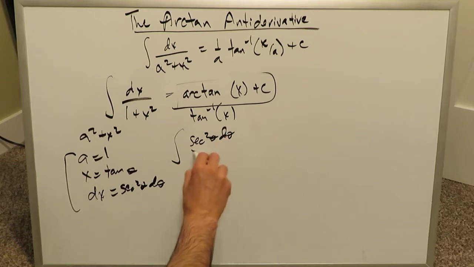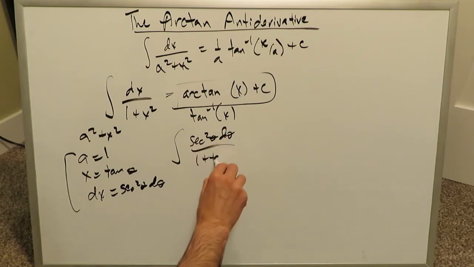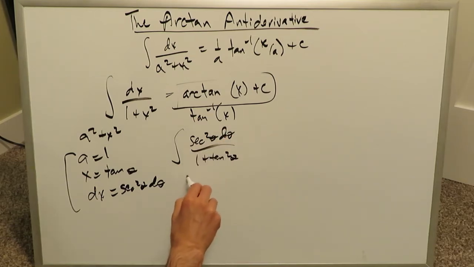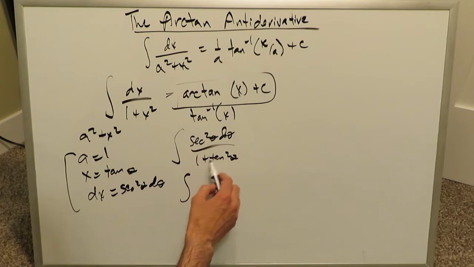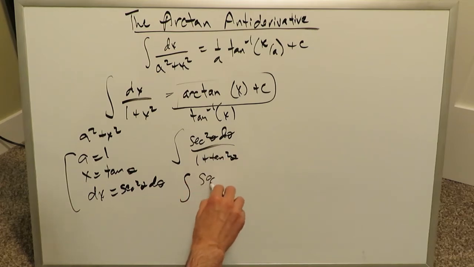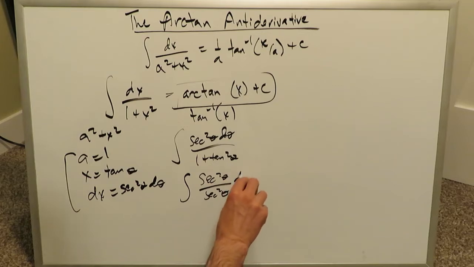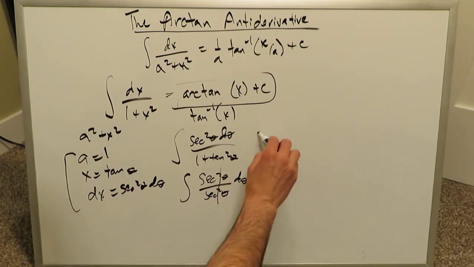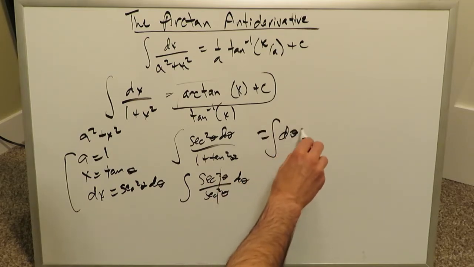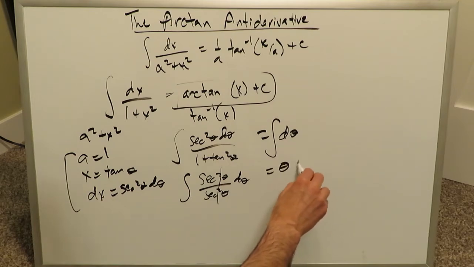Let's roll it out for you. You have 1 plus tan squared theta. By means of a Pythagorean identity, tan square x plus 1 is equal to secant square x. This right here equals secant square x. You're essentially having secant square theta over secant square theta d theta. These cancel out to give you just this d theta. When you integrate this, you just get theta plus c.